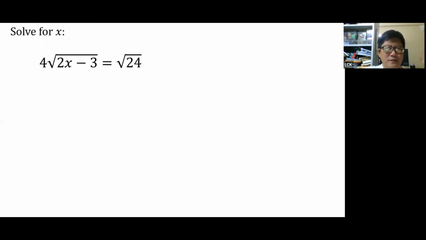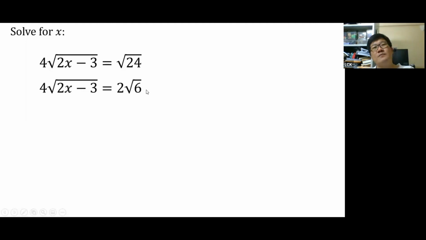All right, and before you start solving for this, look at this 24. 24 is a large number and it can be factored. So factored is, what is square root of 24? What is 24? 24 is 4 times 6. So square root of 4 times 6 is really 2 square root 6 here.